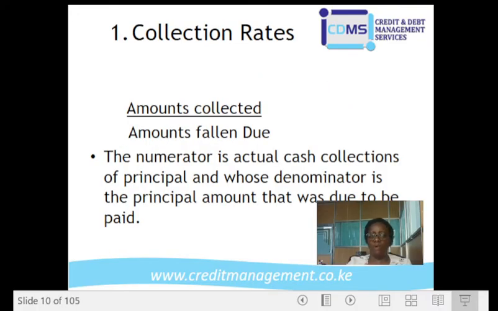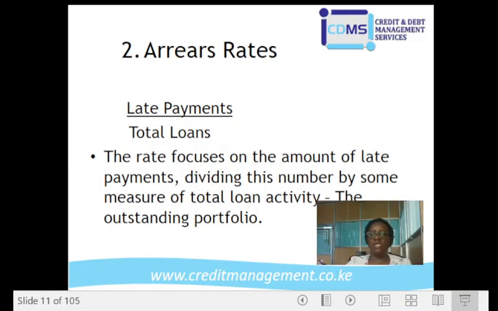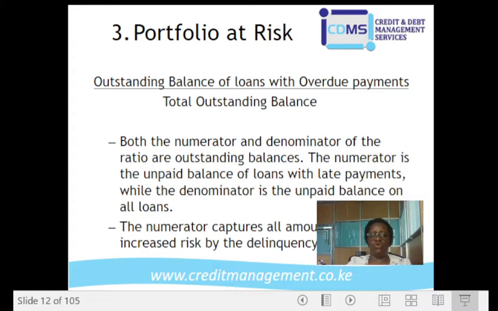So collection rate, we talk about amounts collected over amounts that have fallen due. The numerator is the actual cash collected of the principal, and the denominator is the principal amount that was due to be paid. How much were we expecting and how much has been paid? We make a comparison of that. The other one we have talked about is the arrears rate. This is late payments over the total loans. The rate focuses on the amount of late payments, dividing this number by some measure of total loan activity, so as to see the outstanding portfolio. And the third one is portfolio at risk. This is the outstanding balance of loans with overdue payments over the total outstanding balance.